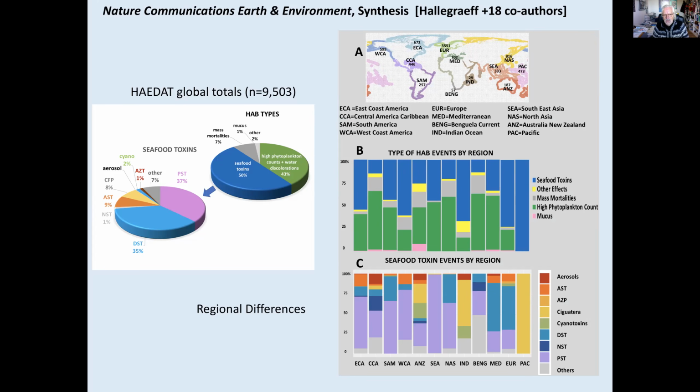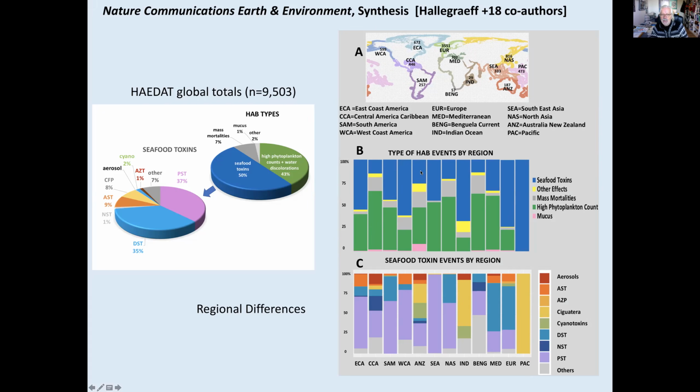That's a global overview. Then we looked at the globe as a whole and broke it up in some 12 to 13 different regions. We refer to them as OBIS regions, like the West Coast of America, East Coast of America, Central America and the Caribbean, South America, Europe, Mediterranean, Benguela Current, Indian Ocean, Southeast Asia, North Asia, Tropical Pacific, and Australia and New Zealand. And then we looked at those data region by region.